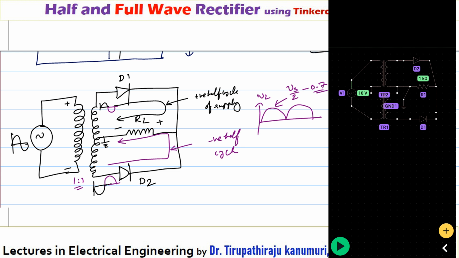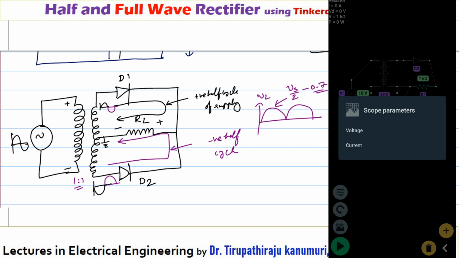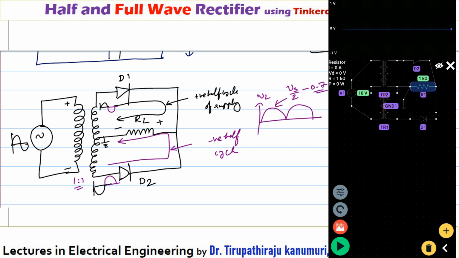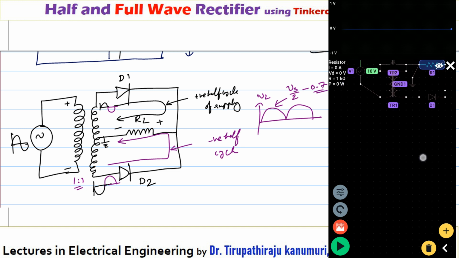Once the connections are made, there is a run button. When you press the run button, it will start running. Once you press the run button, you can decide which particular component you want to display. For that, you have to use the scope option, the third option. Click on the scope, and they have selected the voltage. So that's why the voltage waveform is coming at your output.